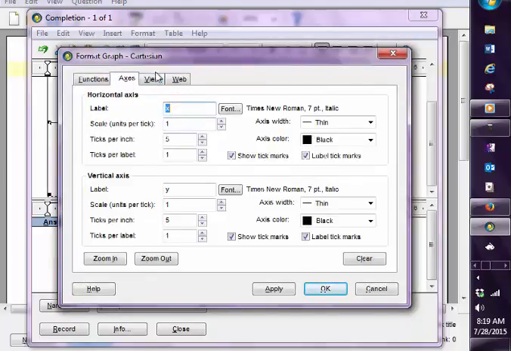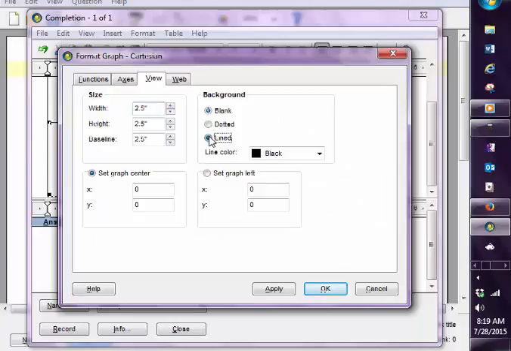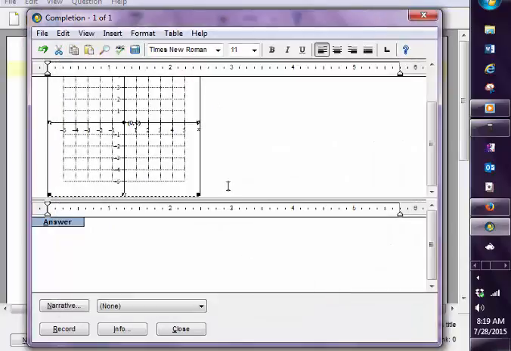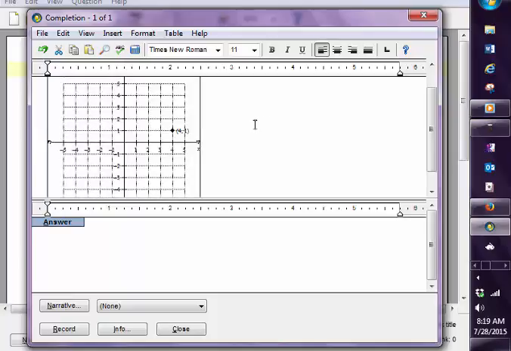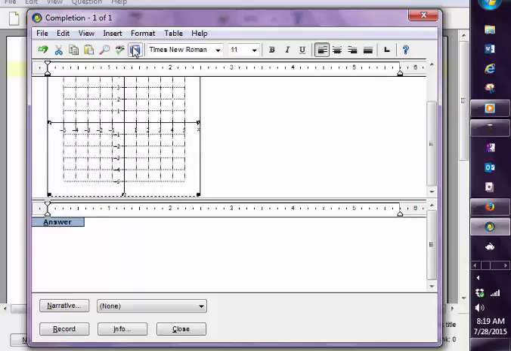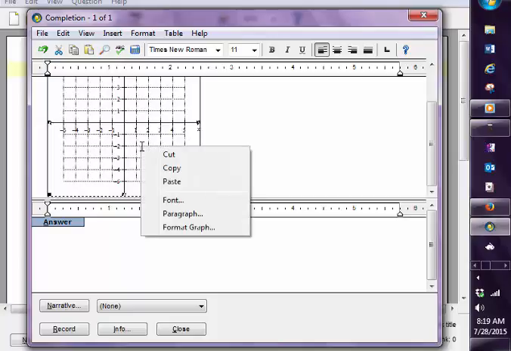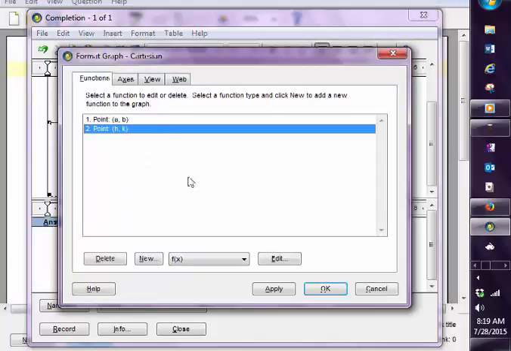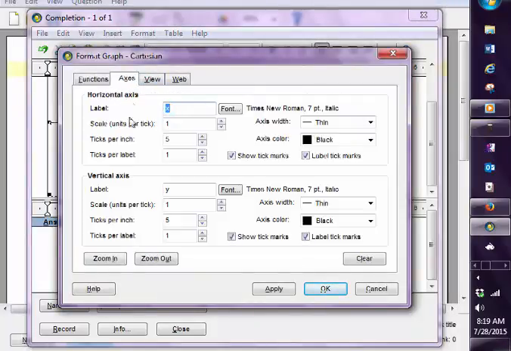We want to view the background lines. So now when we graph it, you can see there's one of the points. The other one must not be on the graph, and that's because it only goes from -5 to +5. If I want it to go bigger, I need to change these parameters. I'm going to make this 10 and this 10.